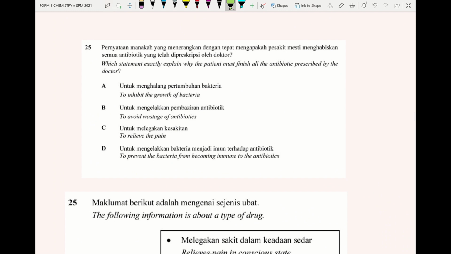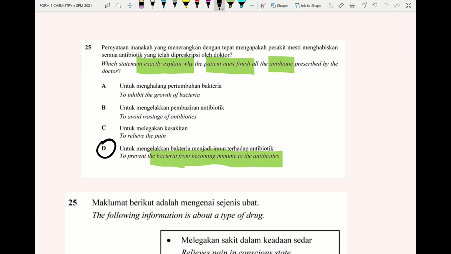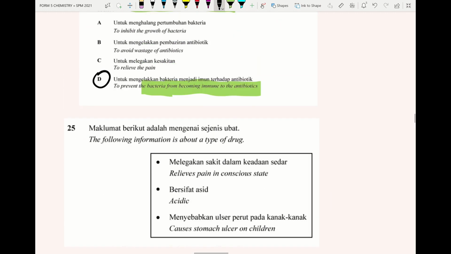Which statement explains why a patient must finish the antibiotic as prescribed by the doctor? This is to prevent the bacteria or pathogen from becoming resistant to the particular disease. So the answer will be D. All right, next one.